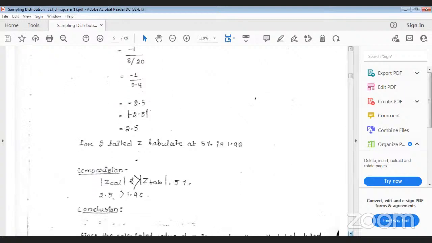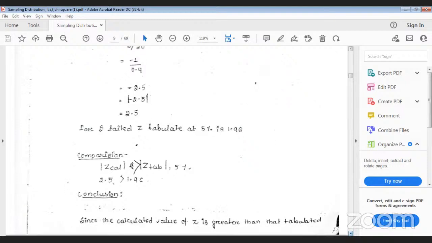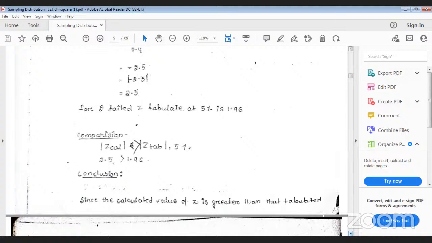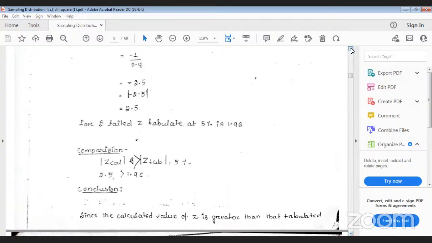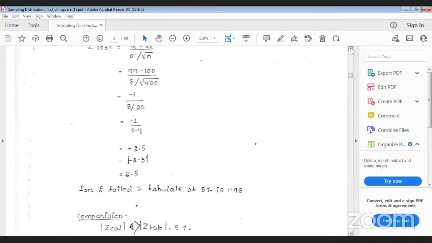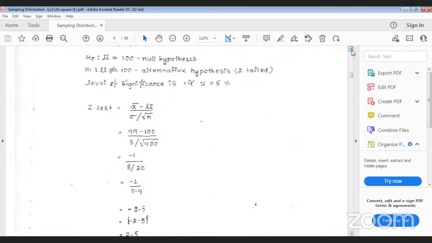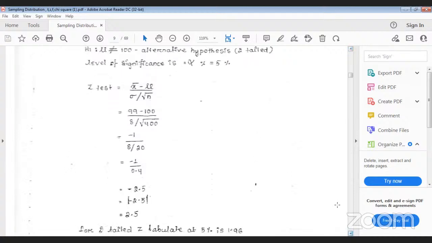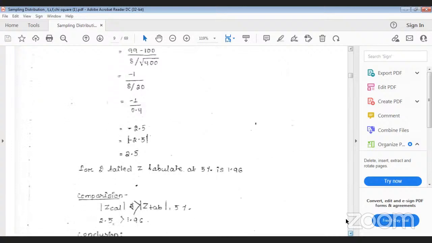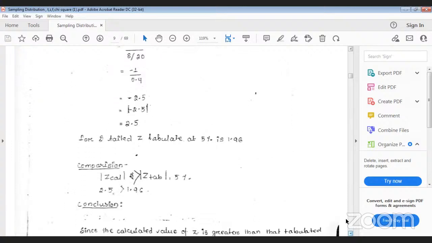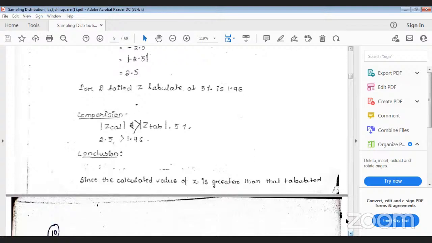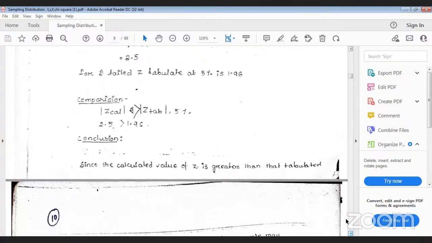So 1.96 is the tabulated value and the calculated value is 2.5. So 2.5 is greater than 1.96. So we may reject the null hypothesis. That means whatever null hypothesis we have taken, that mu is equal to 100, it is rejected, or it may be rejected. You cannot write in the conclusion that it is rejected; always write it may be rejected. So here I have written the conclusion. So the comparison is over.